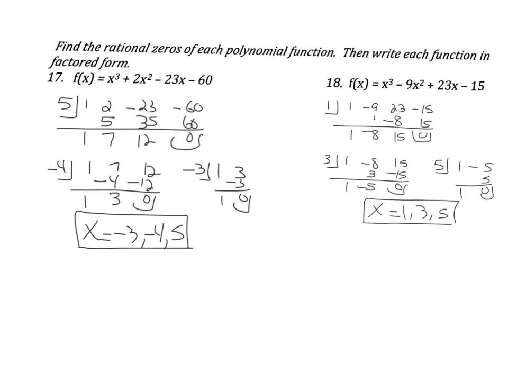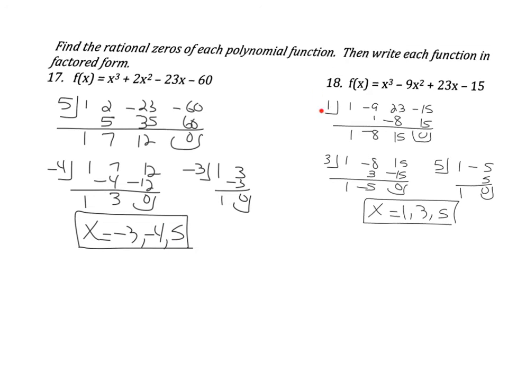17 and 18 are calculator problems. Punch them in, graph them. You're looking for where it crosses the x-axis because those are the solutions. It looked like it crossed at 5 and -4 and -3. You have to show in your paper, you got to prove that it did, which means you plug it in here and you should get a 0 each time you do that, which that one worked.